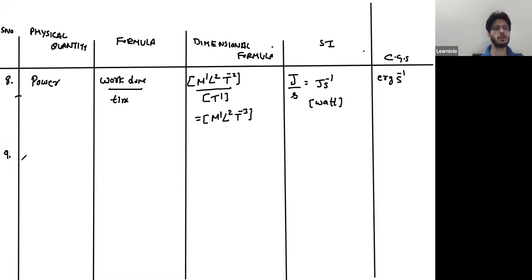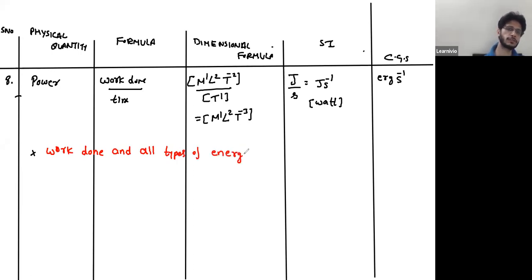Now, after power, just remember this sentence: work done and all types of energies have the same dimension.